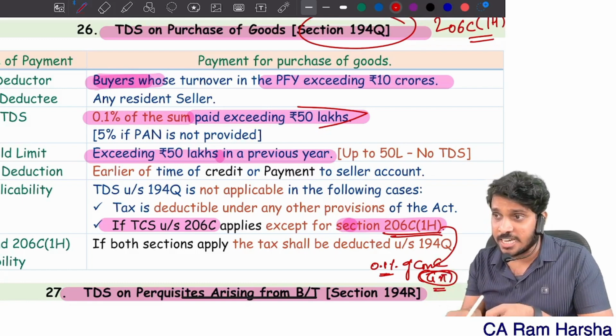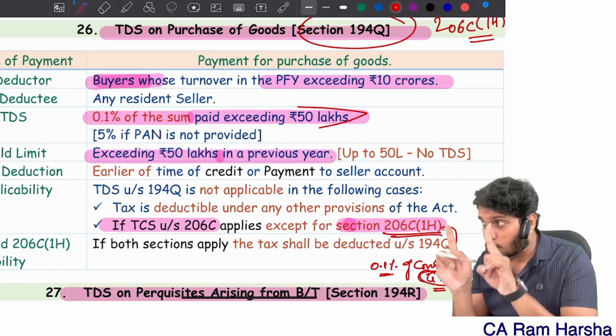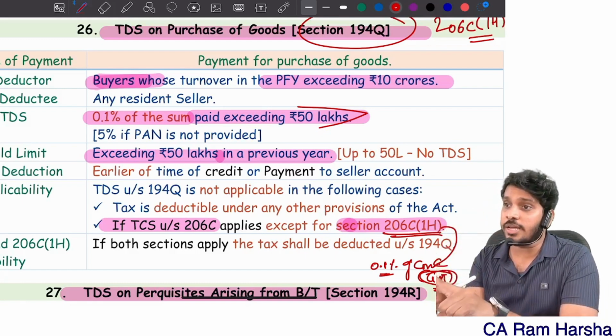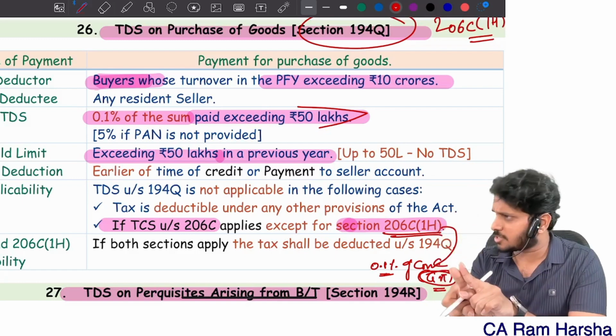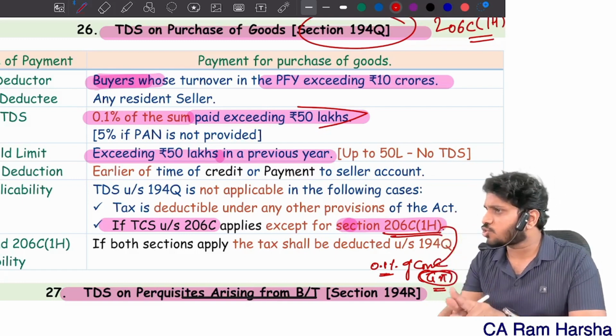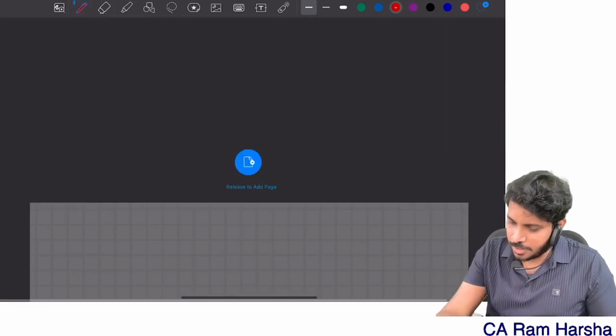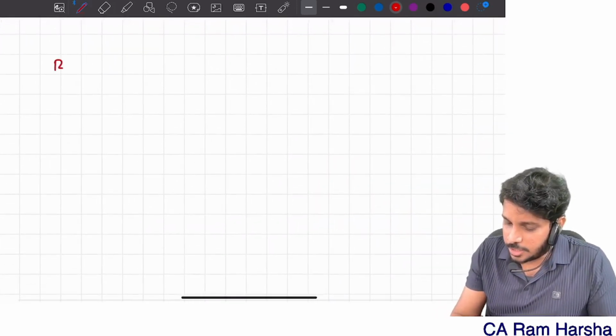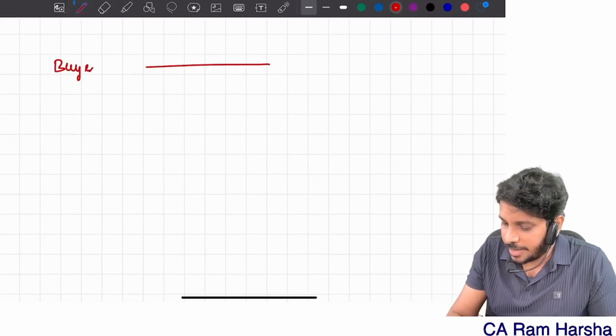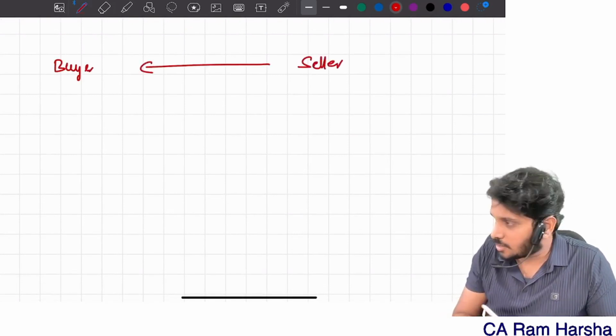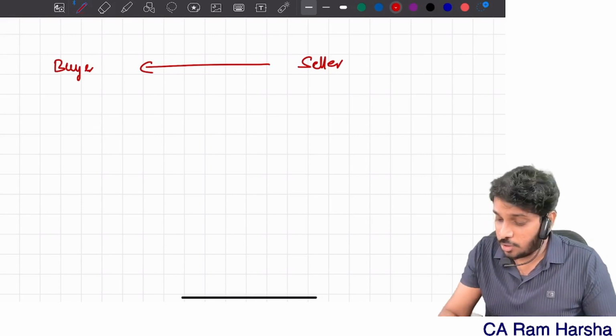In both these sections, 194Q and 206C 1H, it's a slab limit only. Yes or no? It's not a threshold limit. For example, there is a buyer buying goods from a seller. At what price? 1 crore.